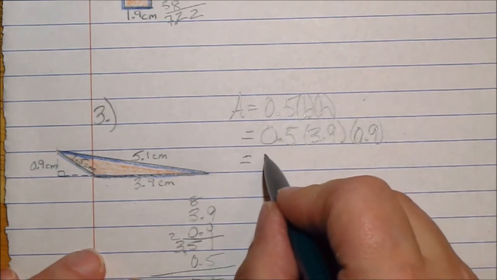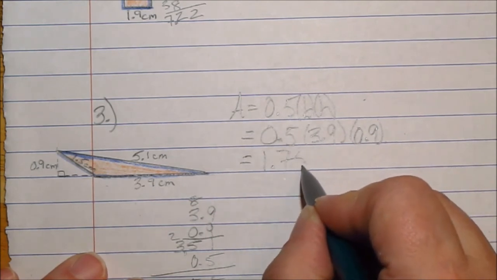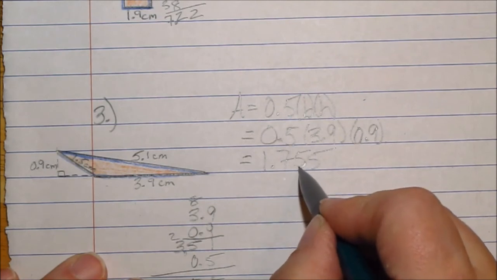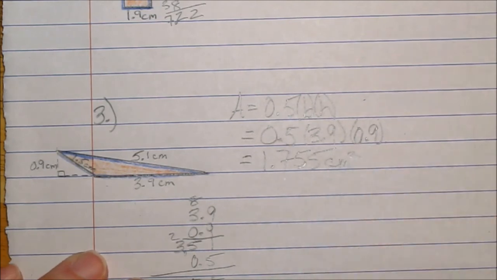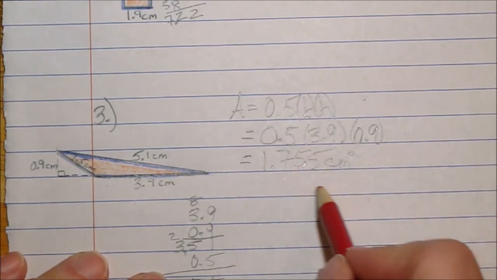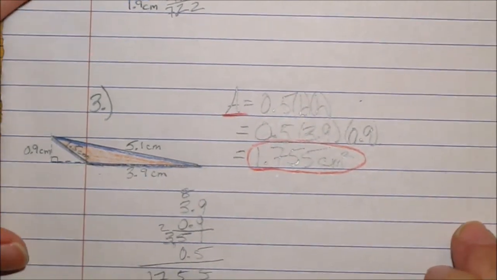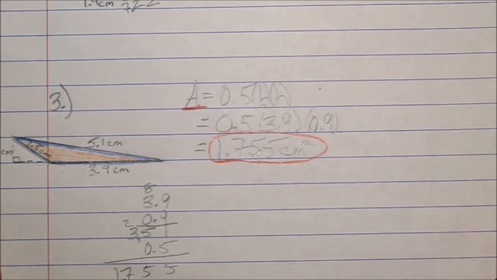So 5 times 1 is 5, 5 times 5 is 25, 15, 16, 17, and 1, 2, 3 places here. So my area is 1 and 755 thousandths centimeters squared for area. Okay, let's circle that and underline area. All right, now we need to find perimeter. Try to keep this in frame here.